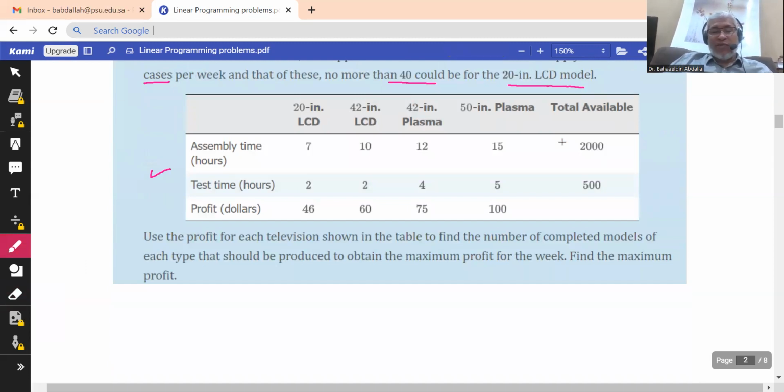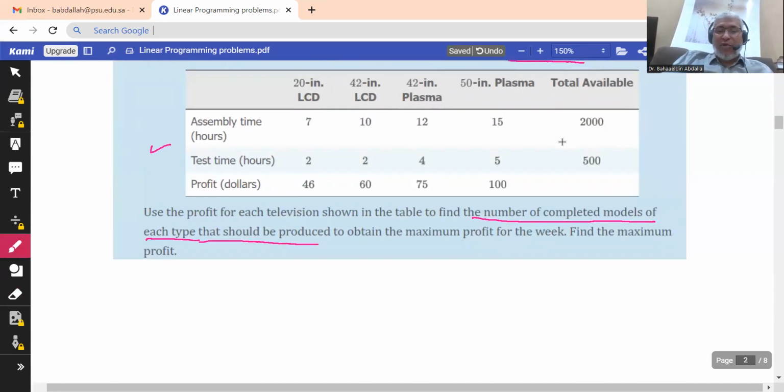Yes, now we need to find what? The number of completed models of each type that should be produced. This will give you the unknowns, the decision variables. So how many types are there? We have 4 types. So X would be the number of 20-inch, the first model, 20-inch LCD model produced.